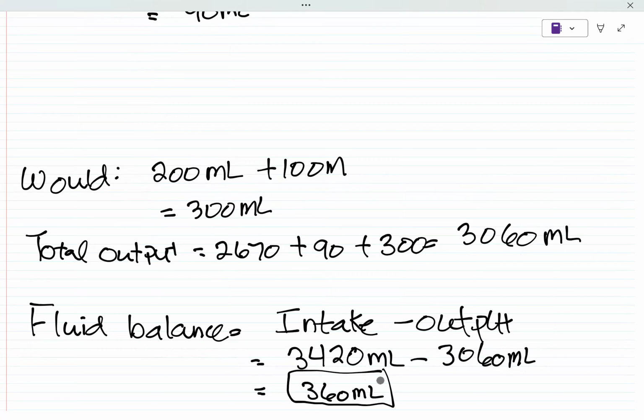I am going to stop here. So this was a small taste of calculating intake and output.